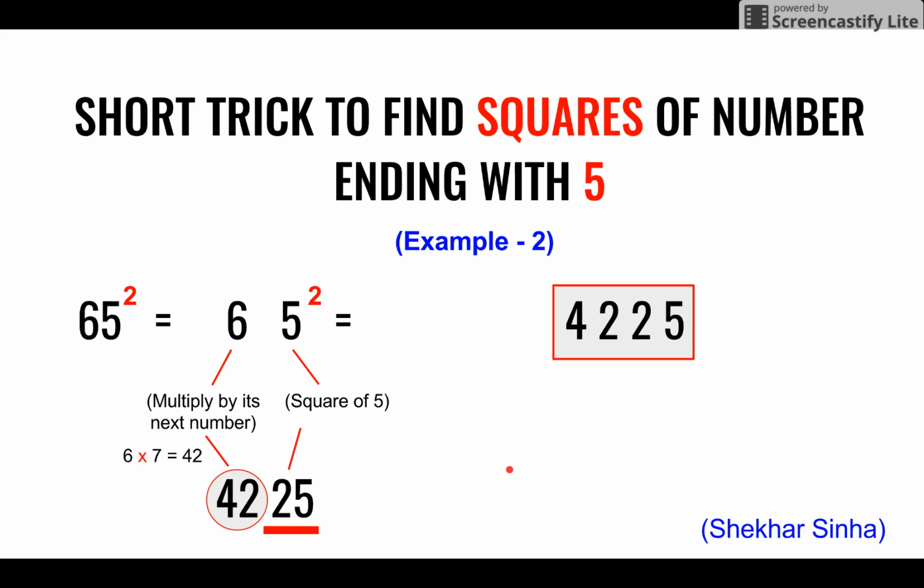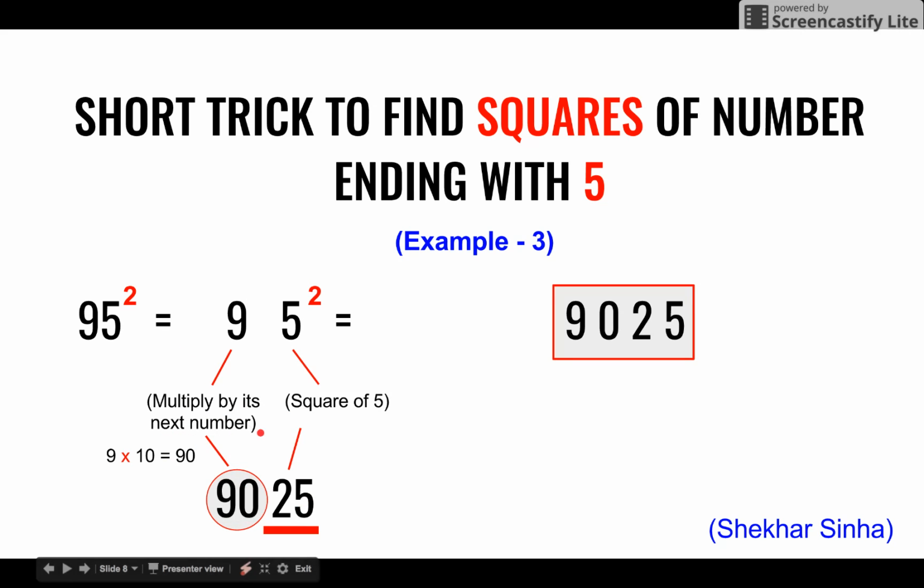We will look at two more examples. Suppose you have to find the square of number 65. In step 1, 5 square is 25. And 6 multiplied by its next number, 6 into 7 is 42. So 4225 is the square of number 65. You can do this in your mind also. One last example. 95: 5 square is 25 and 9 multiplied by its next number is 90. So 9025 is my answer, the square of 95.